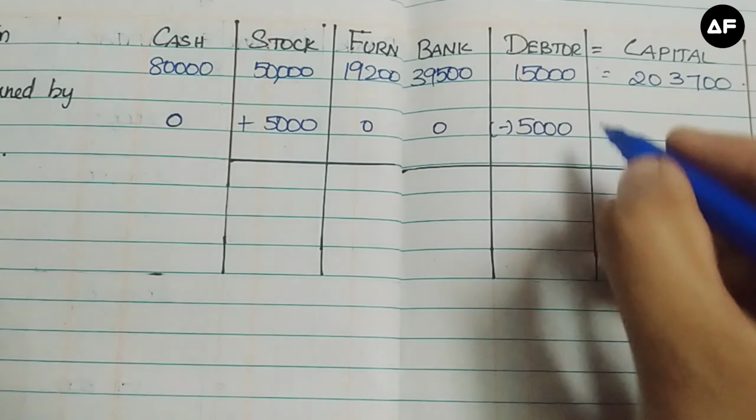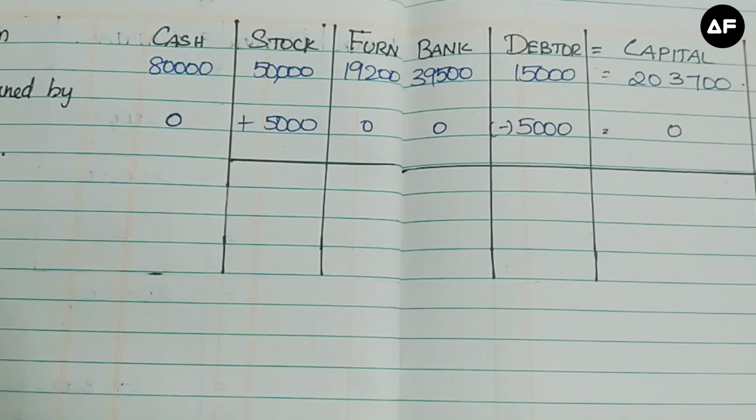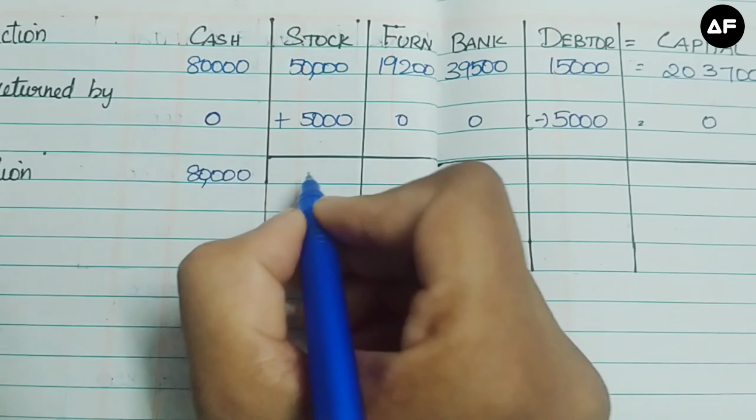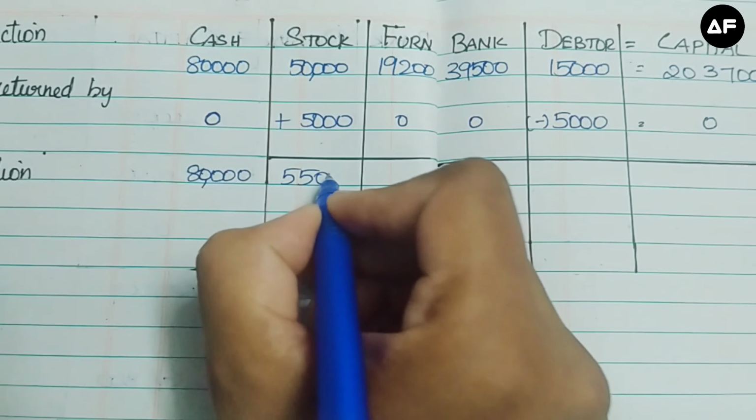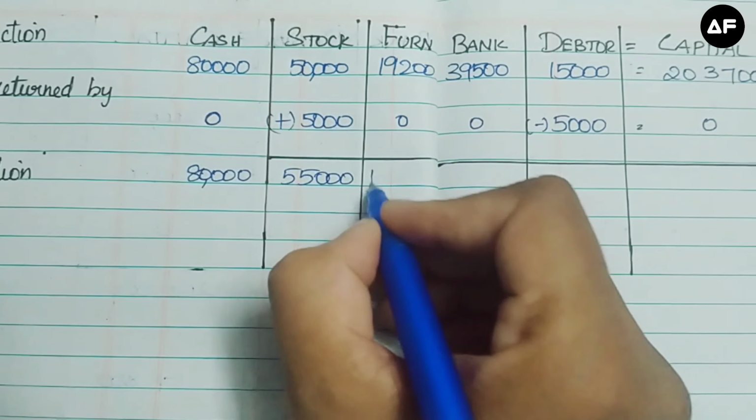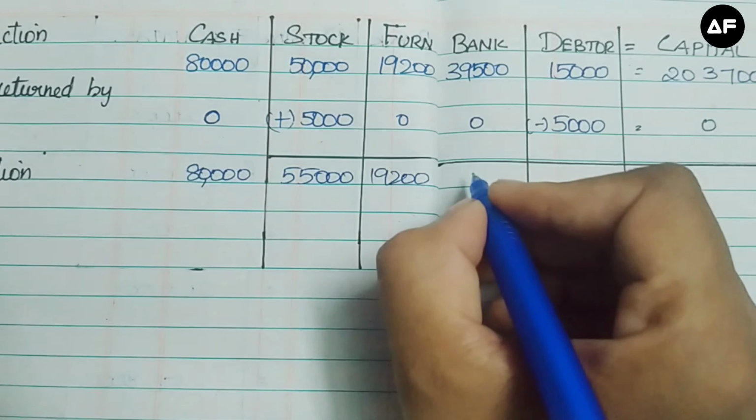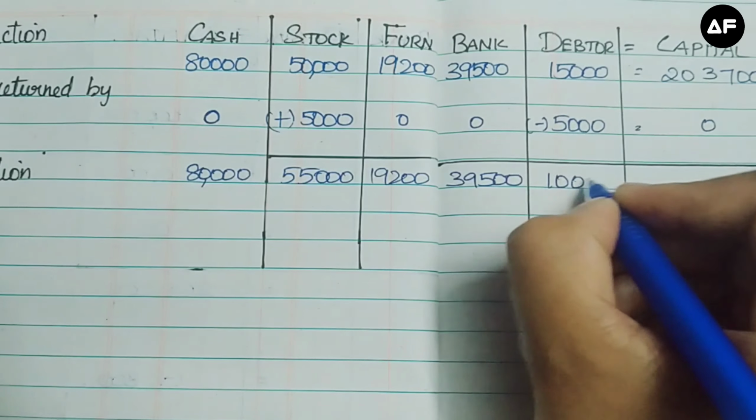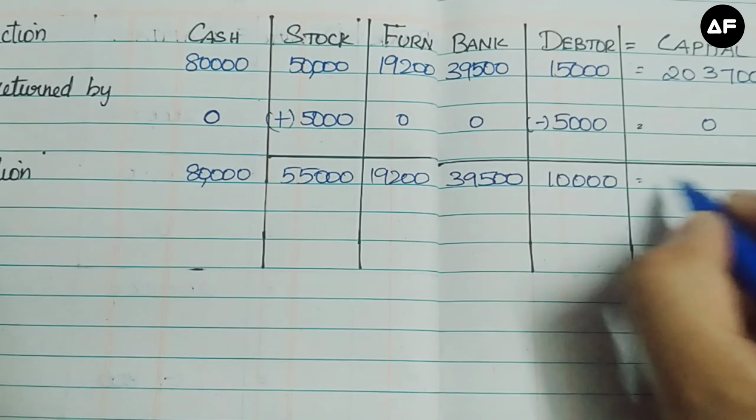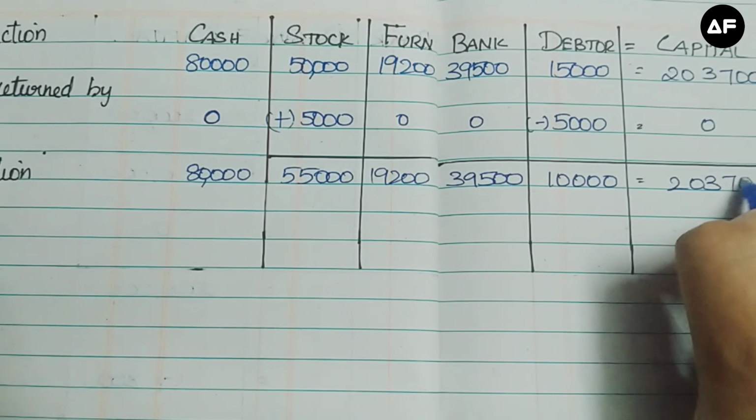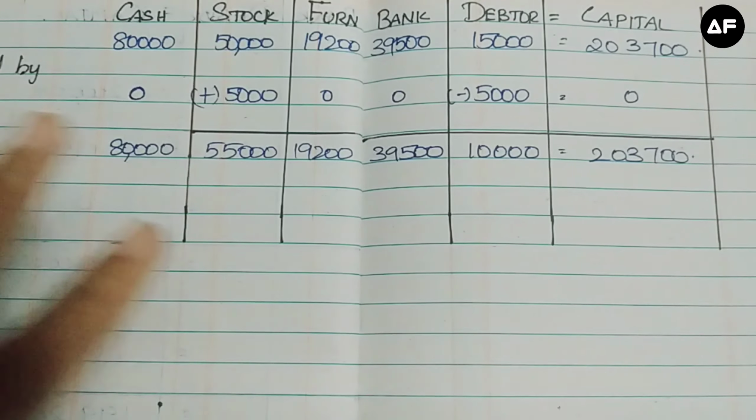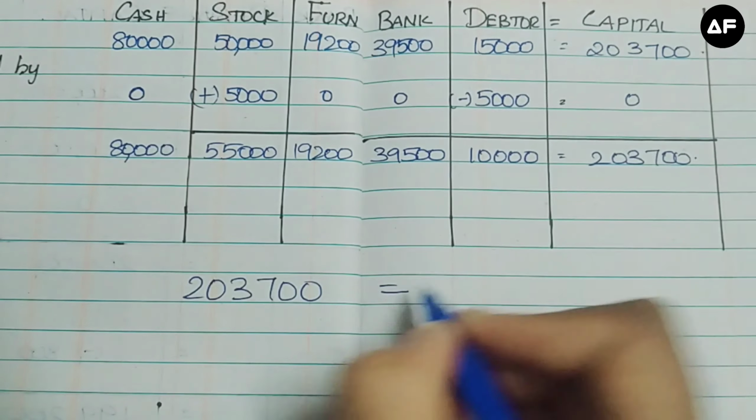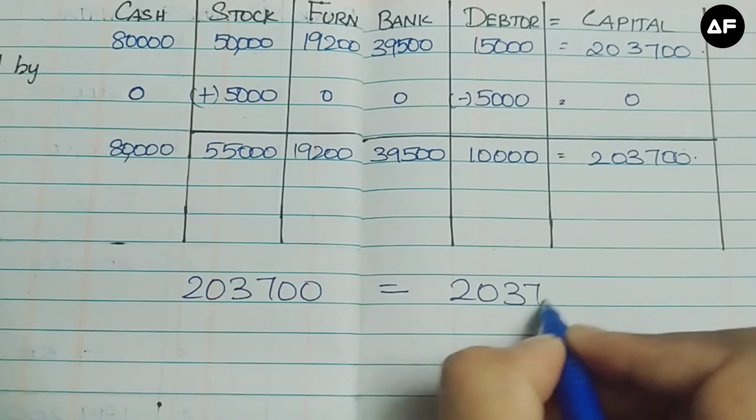So I subtract 5,000 from Ravi's account, that is the debtors column. This doesn't have any effect on the capital, so capital remains as it is. Now my equation is 80,000 in cash, 55,000 in stock, 19,200 in furniture, 39,500 in bank, and 10,000 in debtor. I get the same 2,03,700 as my capital. When I add up my asset side, I get the same 2,03,700, which is the same as my capital side, 2,03,700.